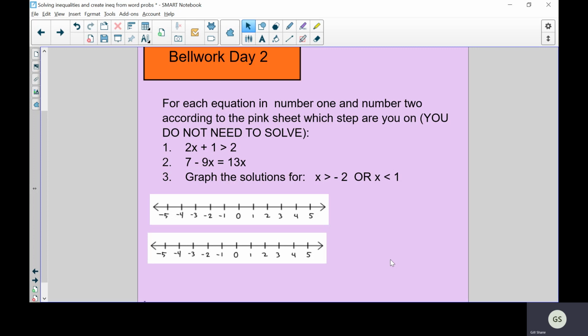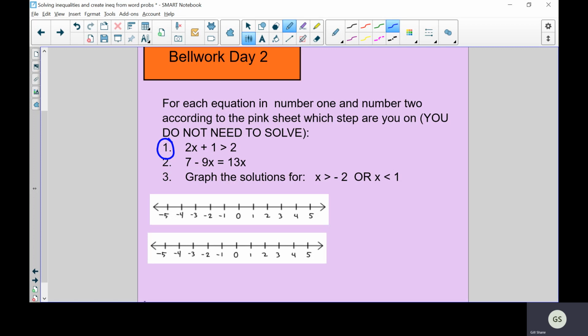We used the sheet to determine what step we were on. So in the very first problem, we said, how do we know what step we're on? Again, this is an inequality, but it matches up with the pink sheet. That is the steps to solving equations. We said, well, if we're really not sure, if we can't pick it out immediately, just start with step 1 and work your way all the way down until you get to step 5, step 5 being a two-step equation.